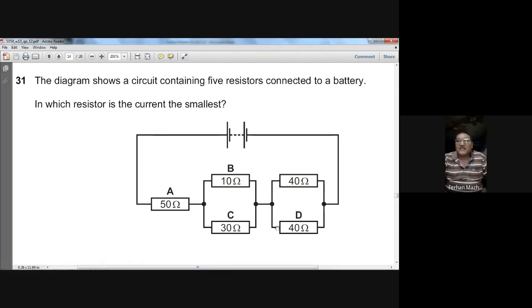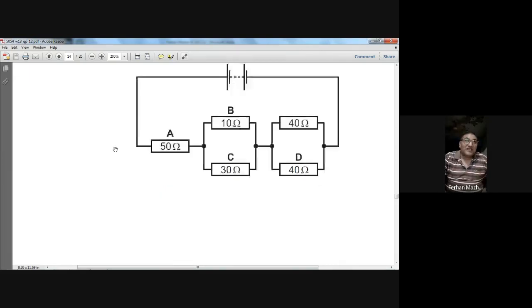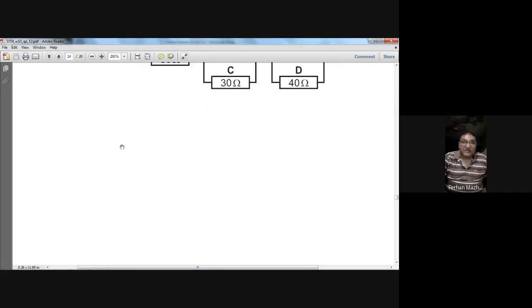And then the whole current will join again, and then the current will be divided again. But this time, again we have two resistors which are parallel to each other, and the resistance value is the same. So current will be equally divided. But on the first parallel combination, the current is not equally divided. So the smallest amount of current, I hope, is flowing through C. It's a little tricky question. Without calculation, we are getting the answer totally conceptually. So C is the option for question number 31.